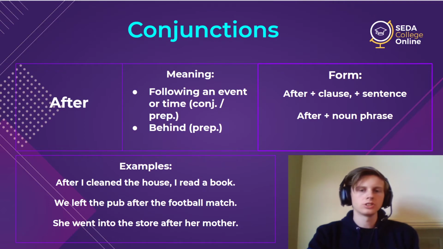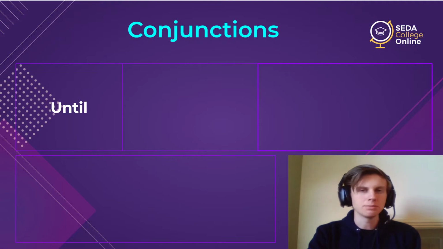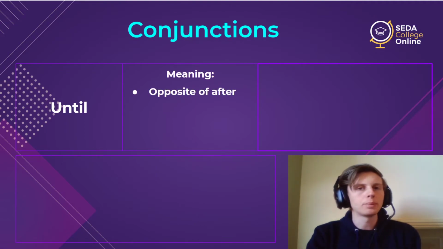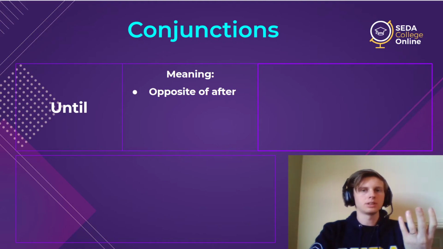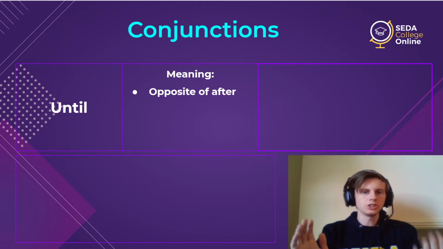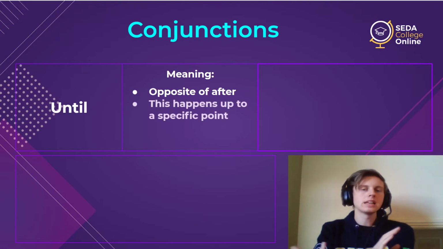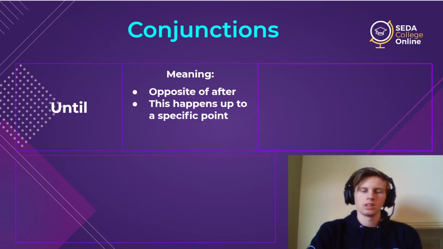All right. So what about until? Until's a little trickier. The idea is a little different, and sometimes you have to be careful because I do see many mistakes with until. So this one is the opposite of after. If you think after means this event happened after another, so one, two, until is the opposite, meaning that this one happened up to a specific point and then we change.